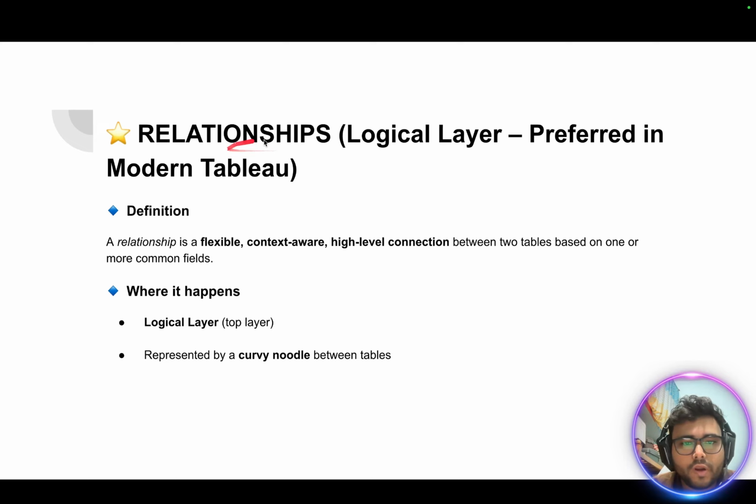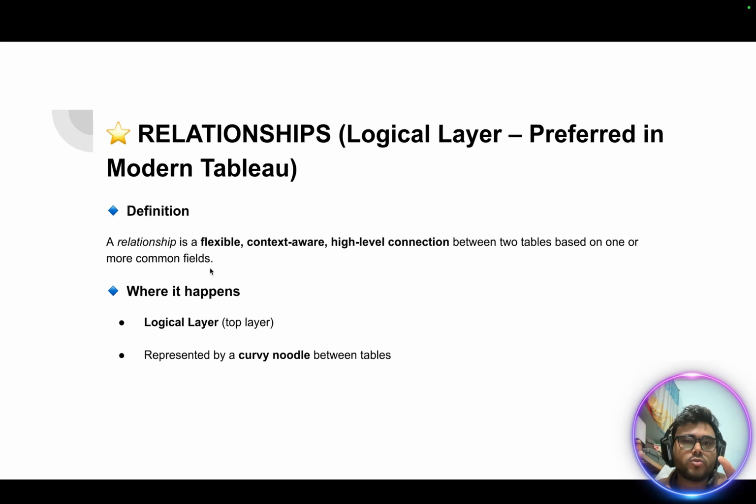Okay, so relationships are nothing but a logical layer preferred in modern Tableau. Now whenever you combine more than one table in Tableau, they by default come as a relationship. And the definition of relationship is basically, it's a flexible, context aware, high level connection between two tables or more than two tables also, based on one or more common fields. Now see, let's suppose you have two tables and you just want to connect them, okay, not on a physical layer. So when I say physical layer, that means the columns or the rows are not going to join.